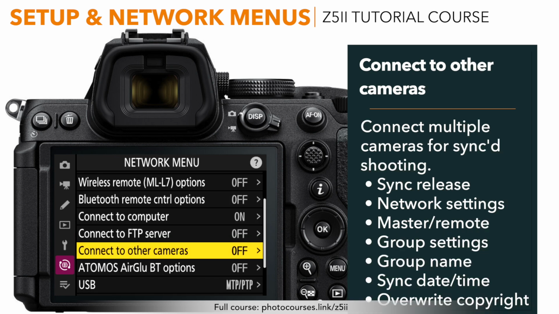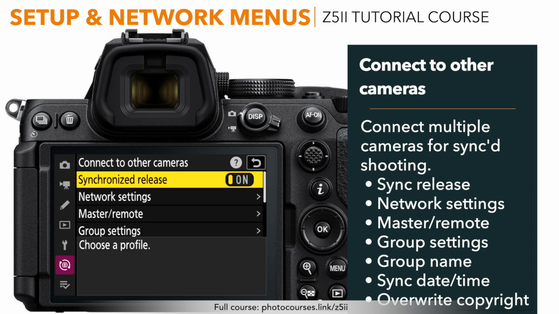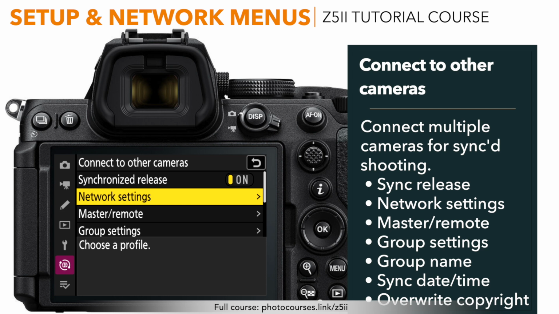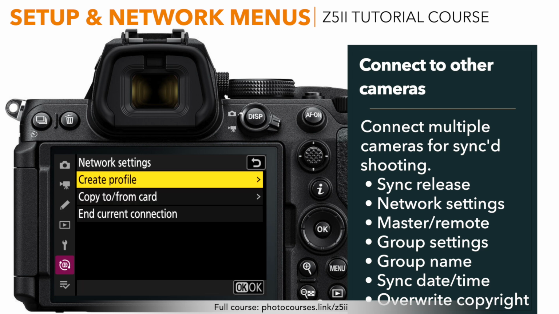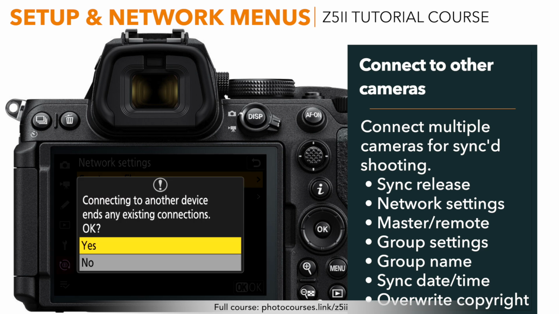If you have several cameras of the same model, you can sync them together for things like synchronized shooting from different camera angles or synchronizing clocks. And this is where you can set that up. If you do want to synchronize shutter release across all of the cameras, you can do so in synchronized release. And then network settings is where you're going to set up the network that all of your cameras are connected to. Just follow the wizard instructions to connect.